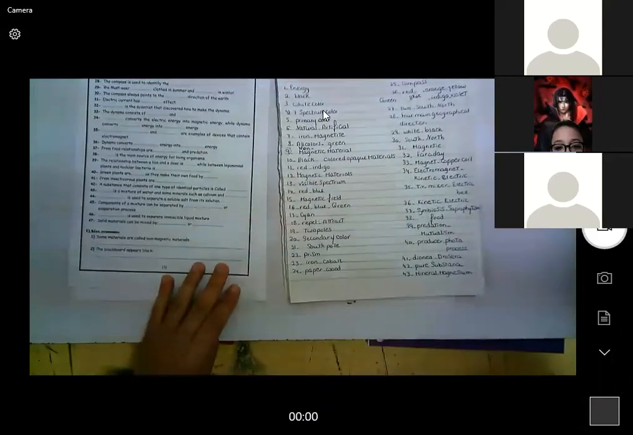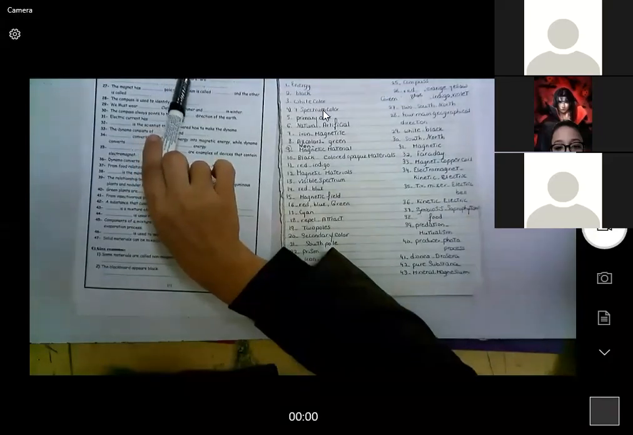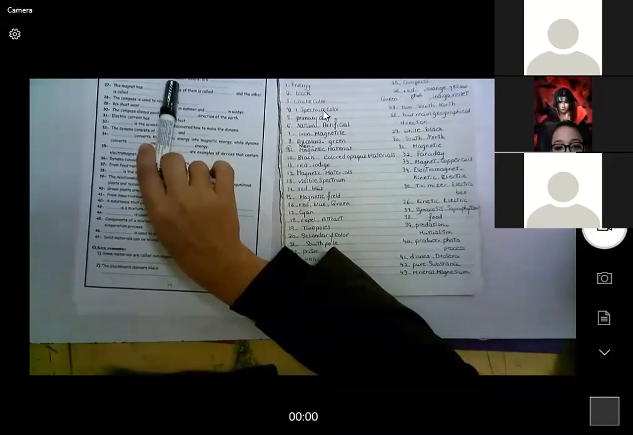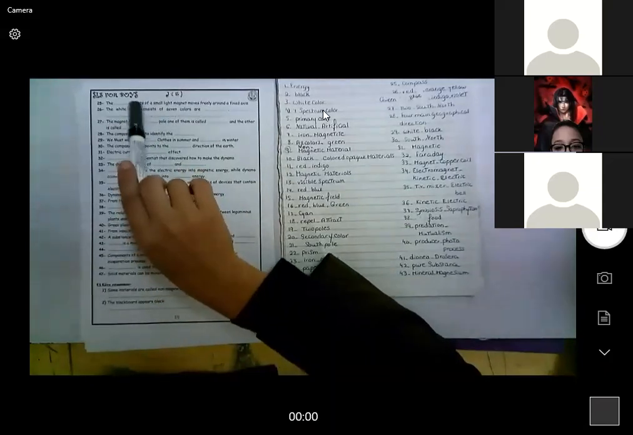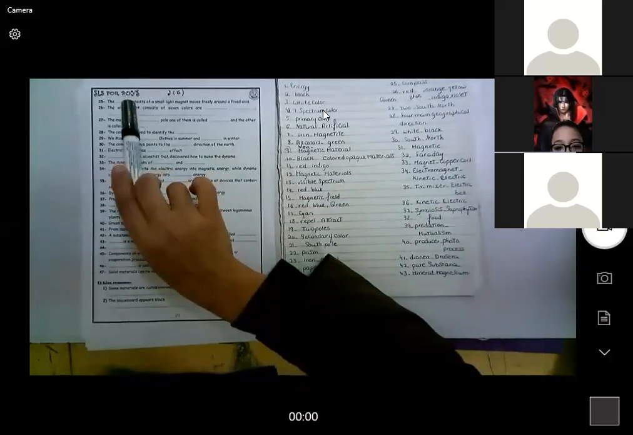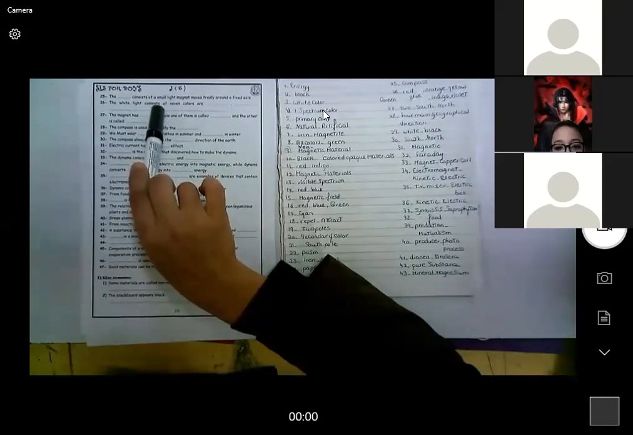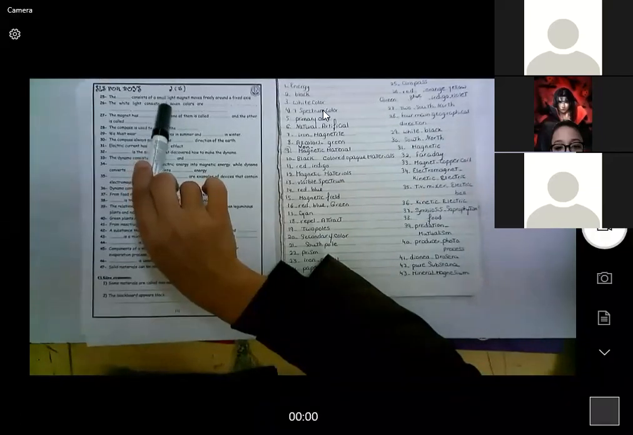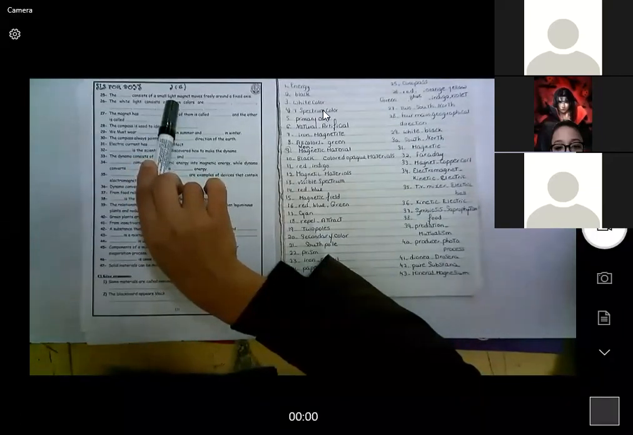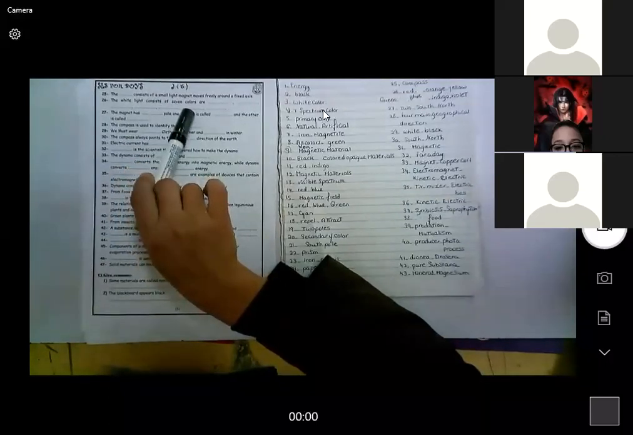Page 3. The compass consists of a small light magnet. I will say it again because some students didn't hear me. Light here does not mean the lamp, it means not heavy. What is the name of the tool which is made of a small light magnet? Compass. Yes, it's compass.